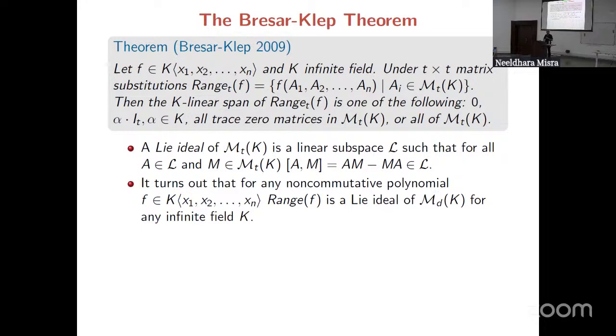The nice thing is, and it's not hard to prove, you can show that the range of any non-commutative polynomial is a Lie ideal, if f is a degree d polynomial, of course, for any infinite field. Actually, you don't need an infinite field. You just need the field size, the characteristic, to be suitably large with respect to d, and you can work it out. But since they want to state it for every polynomial, they have written it like that.